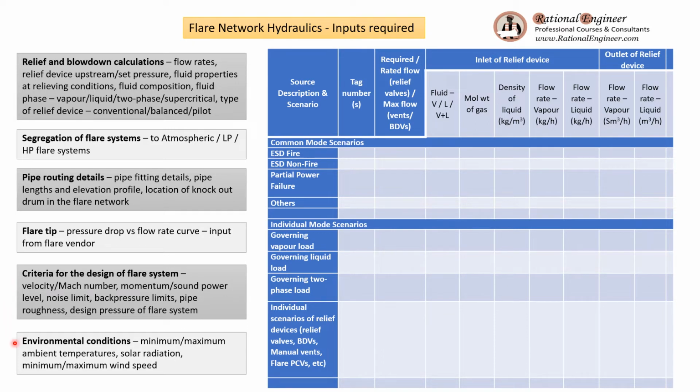We would also need the environmental conditions so that we are able to specify and model the heat transfer effects due to ambient conditions such as ambient temperatures, wind speeds, solar radiation, and so on. So these are some of the main inputs which are required for flare network hydraulics and its modeling.